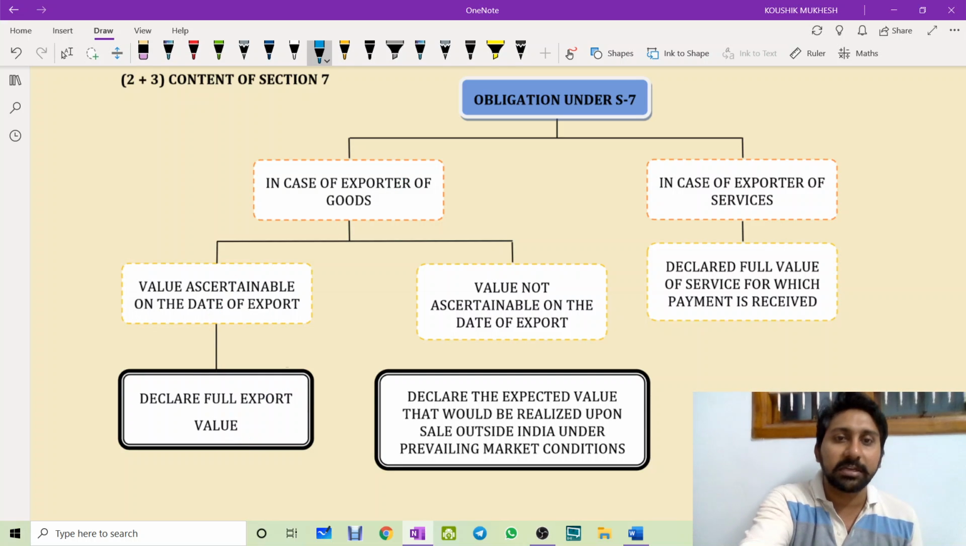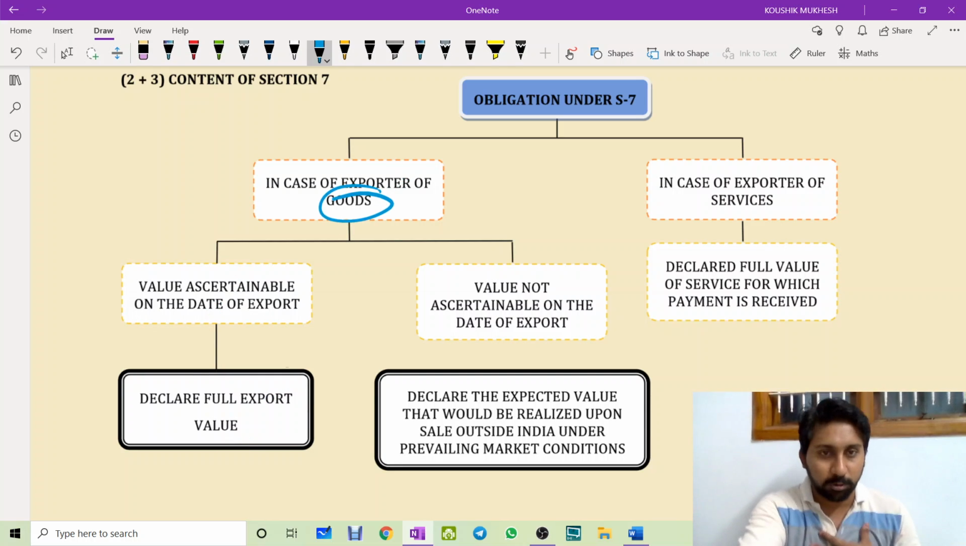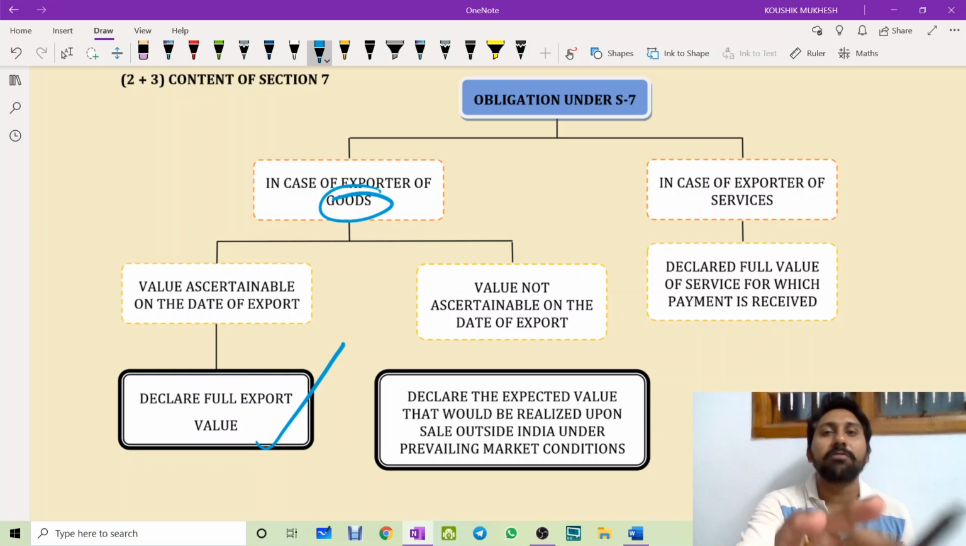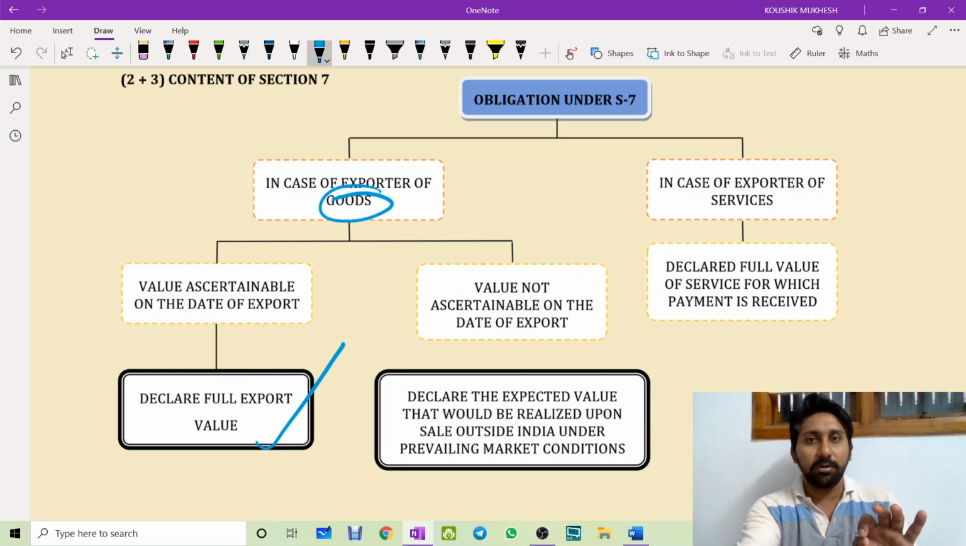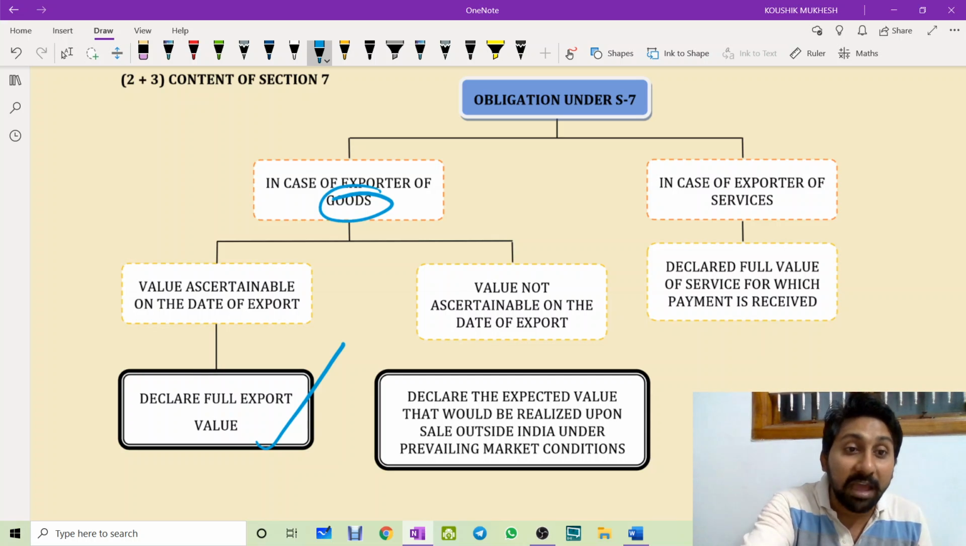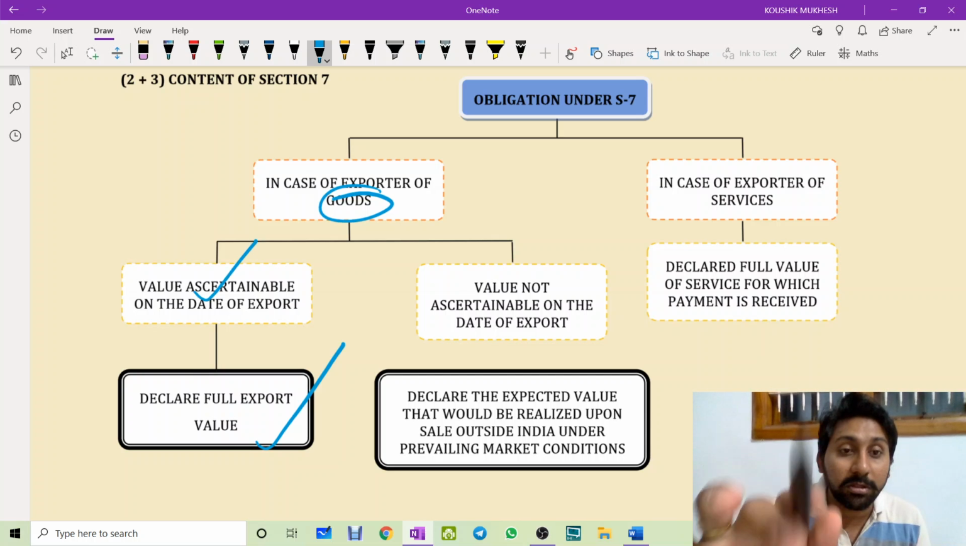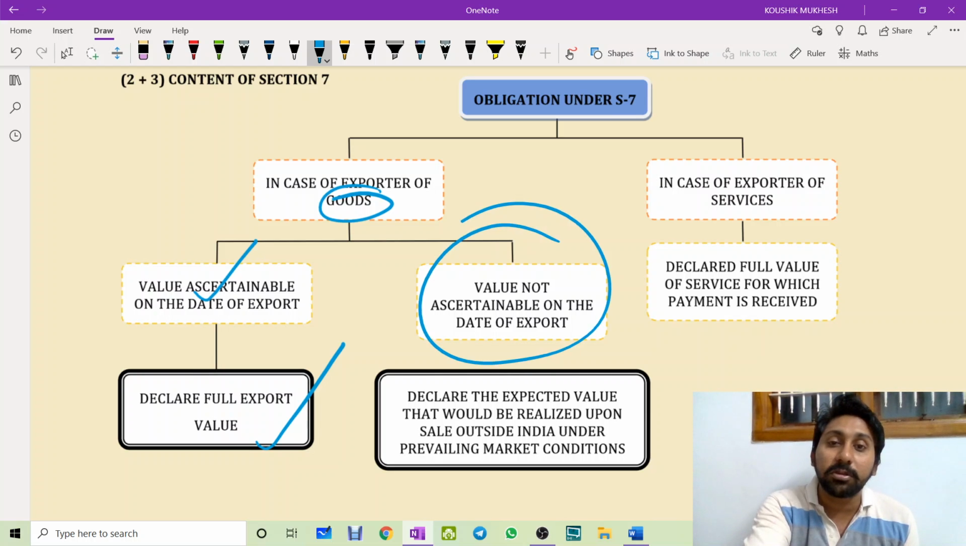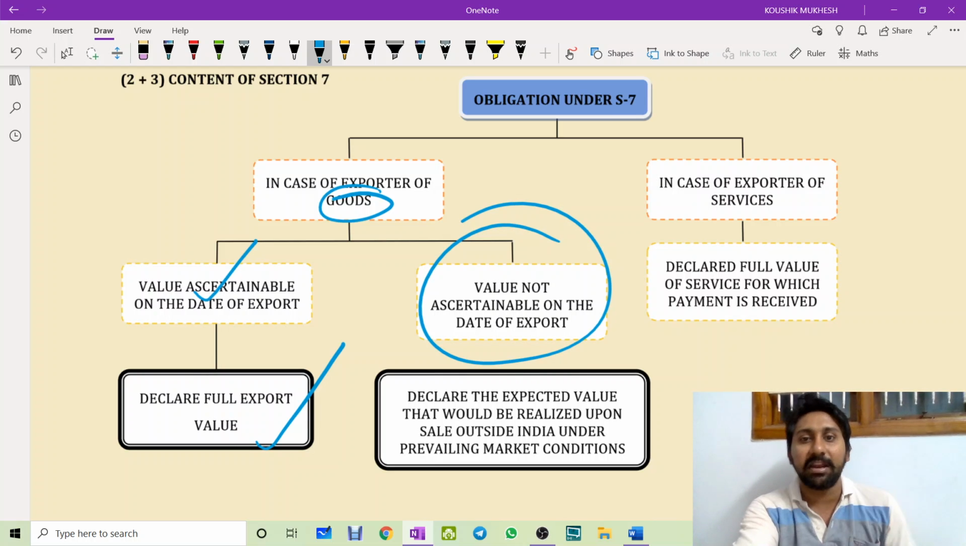Obligations under section number 7. In case of an exporter of goods, if I am an exporter of goods, what is my obligation? Declare the full export value. That means how many goods are there, at what price you are going to sell. Declare the entire full export value if the value is ascertainable on the date of export. If the value is not ascertainable on the date of export, then what will be the situation? Now the question will arise, why will the value not be ascertainable on the date of export?